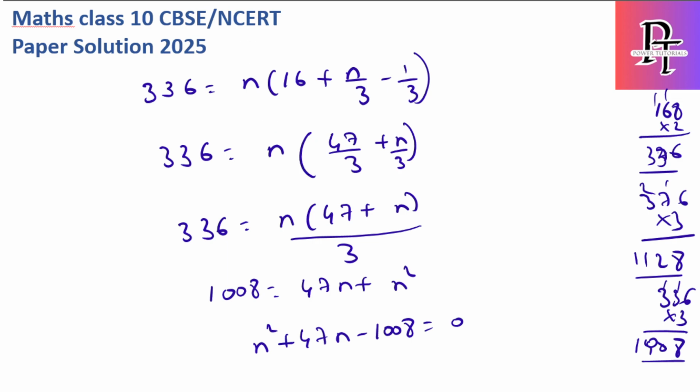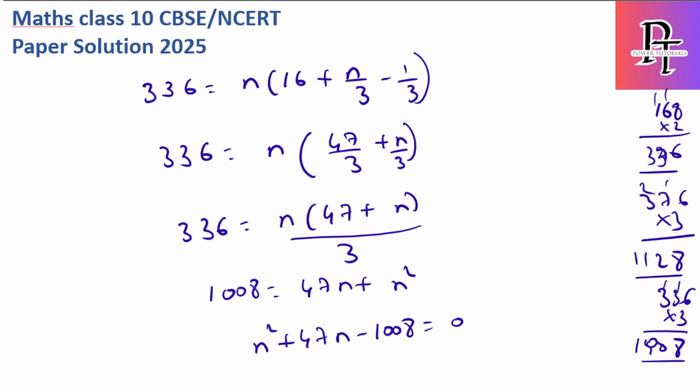So make sure you're doing it properly. Okay, I'm solving each and every question, but still I should not make a mistake like this. So let's solve this quadratic equation. It is n square plus 47n minus 1008. So we have to use the quadratic equation formula, or else we can also do factors. Factors will be tough to solve.